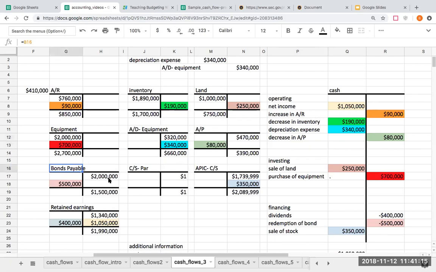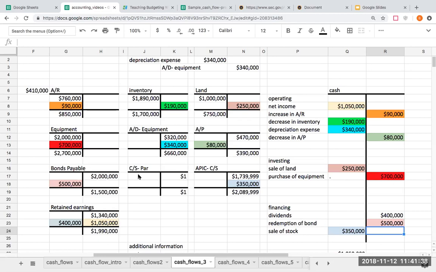For bonds payable, I had an opening of 2 million, credit here of 500, and then, oops, I totally screwed this up. This should just be 400,000, and this should be 500,000. I was jumping ahead. Okay. So here I have a credit for 500. I've dealt with this. Over here is a debit.